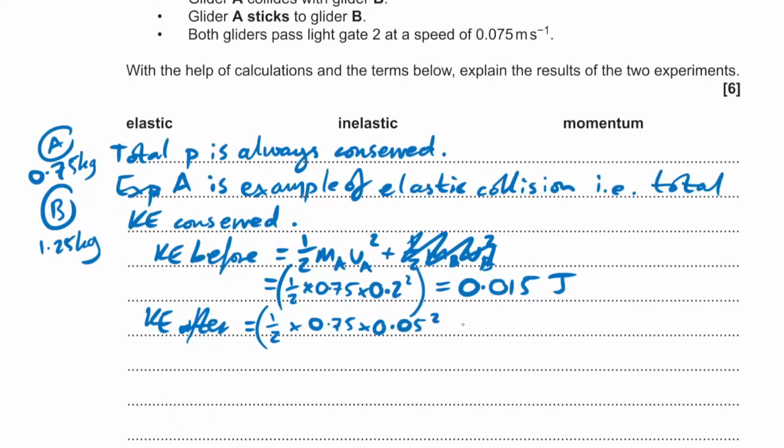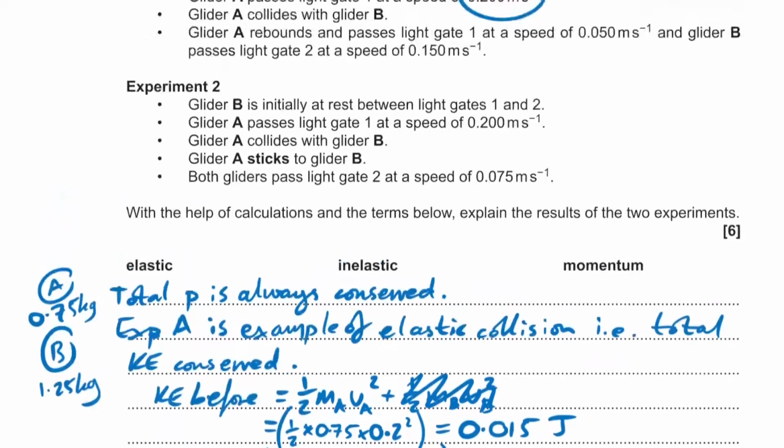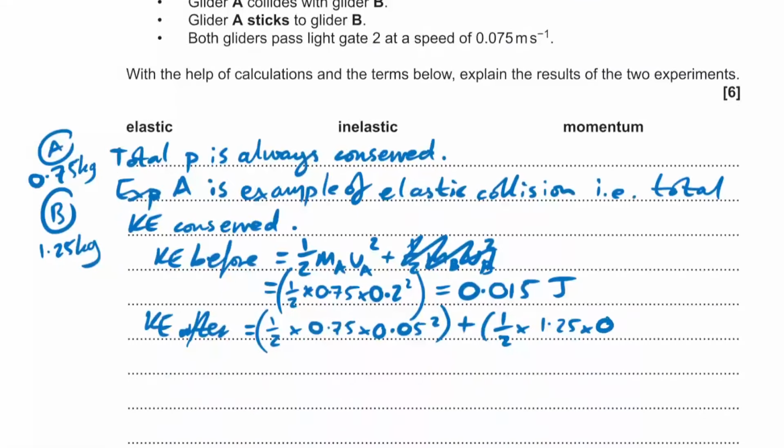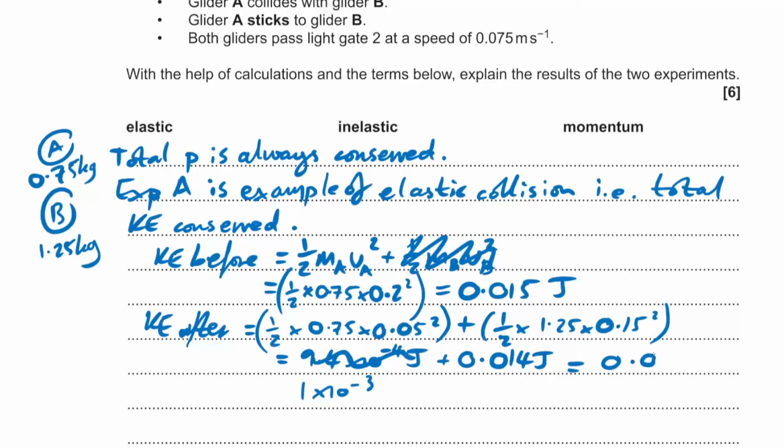0.05 squared plus half times 1.25 times, what was it? 0.15 squared. So let's do A first. So that gives us, well, let's say 9.4 times 10 to the minus 4 joules plus 0.014 joules. So we can say that this is roughly 0.1 times 10 to the minus 4. So we can say that this is roughly 1 times 10 to the minus 3, isn't it? And so that gives us 0.015 joules altogether. So that all checks out.